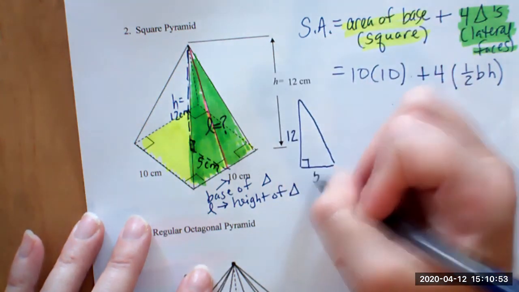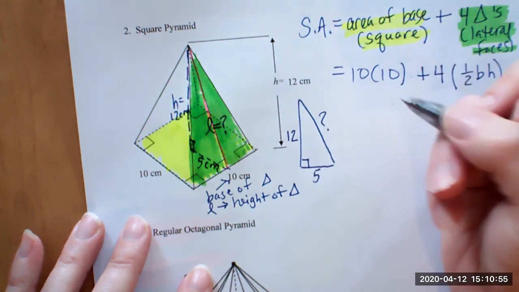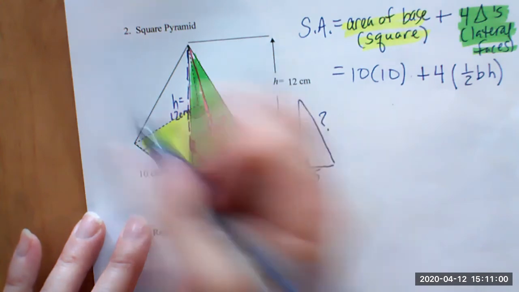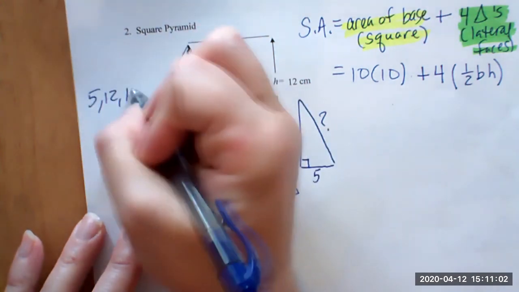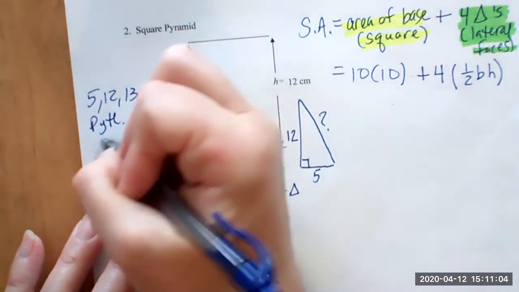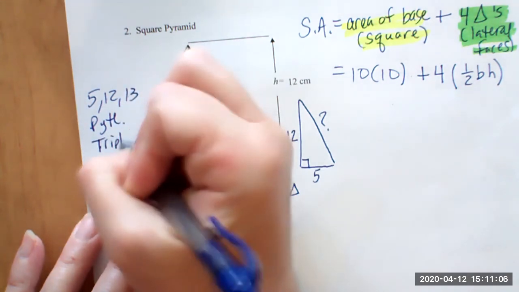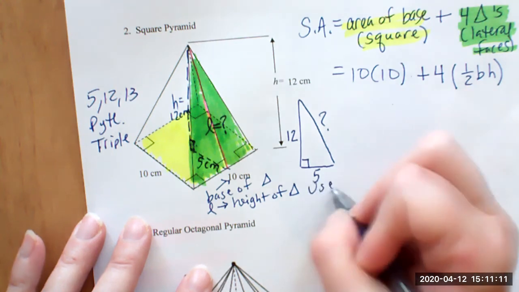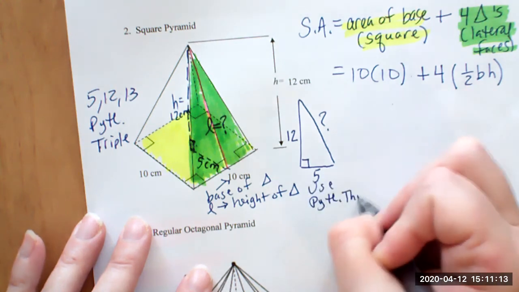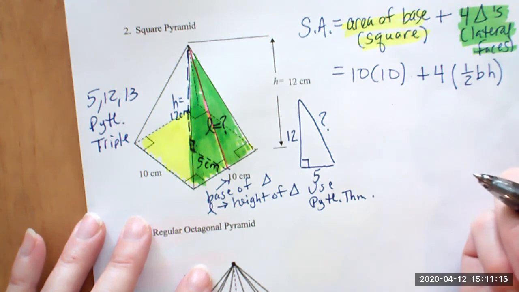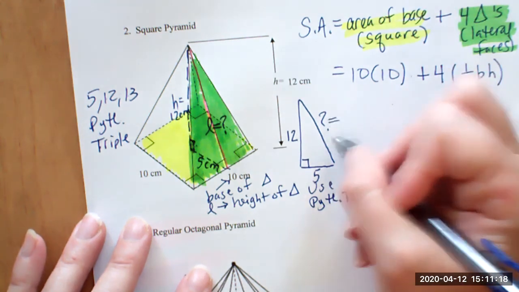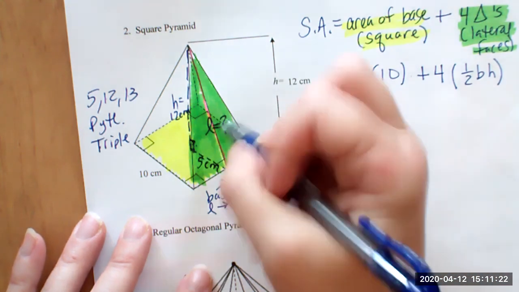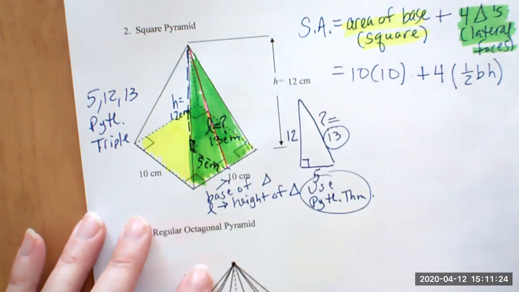12, 5, you might wonder what this is. So you can use a Pythagorean triple. Hopefully you might remember 5, 12, 13 is a Pythagorean triple that we can remember. But you can use the Pythagorean theorem, and I'm not going to write that out here because I know you can all do it. When you use the Pythagorean theorem, you'll get 13. So we know that L is going to be 13 centimeters.